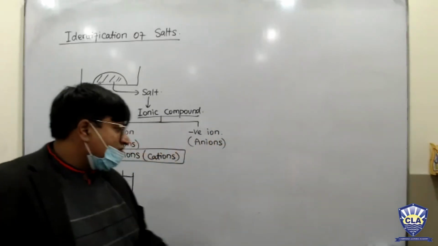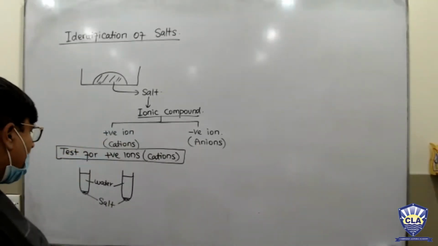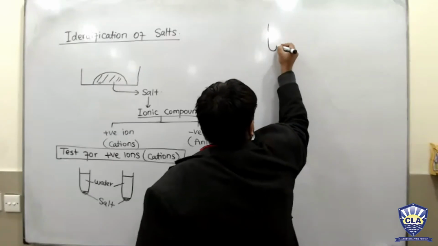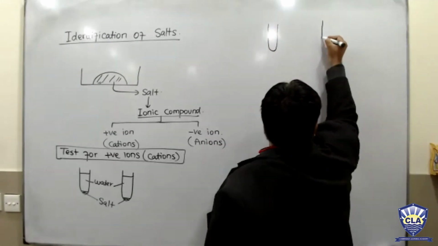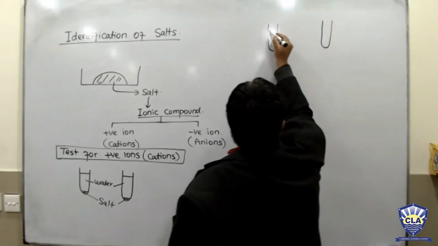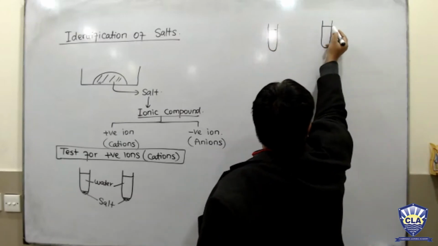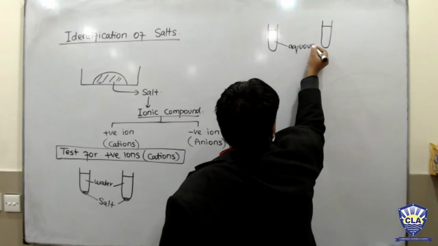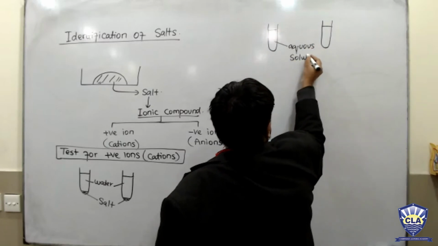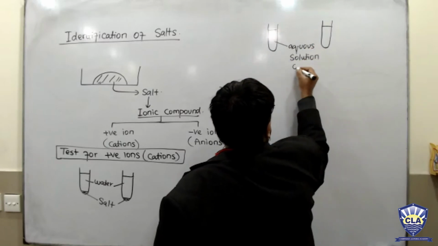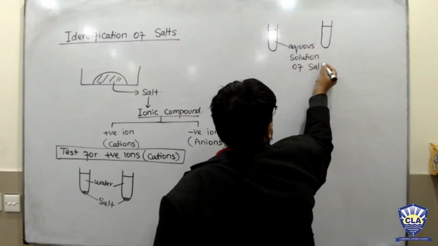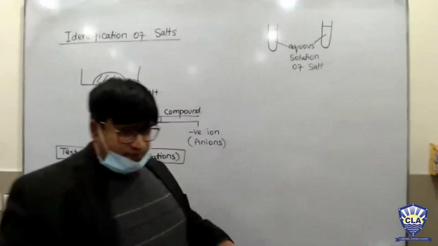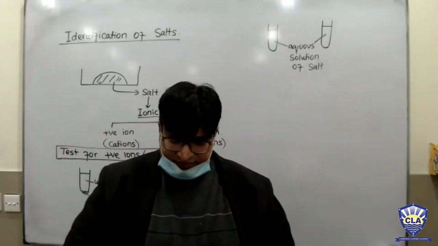Okay. So now what did you get, my dear? You are going to get the two test tubes like that, and the salt has disappeared. That solution is called the aqueous solution of salt. So this is the aqueous solution of salt. Is it clear?